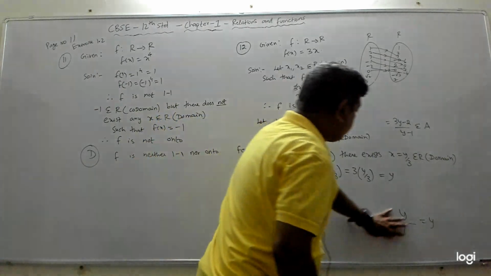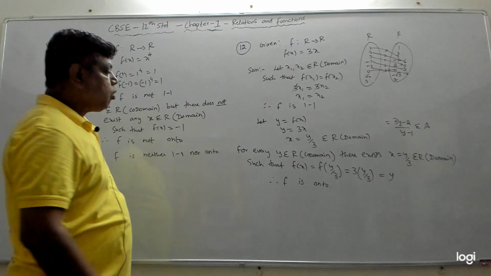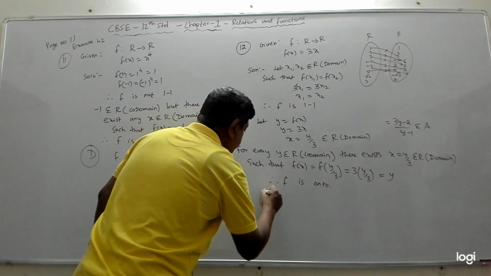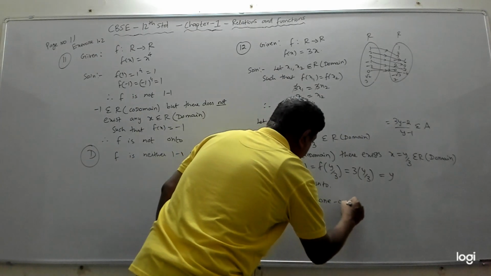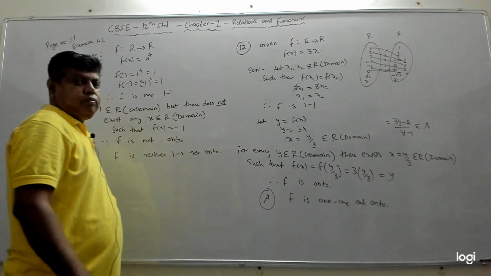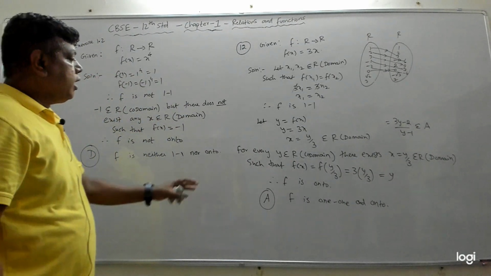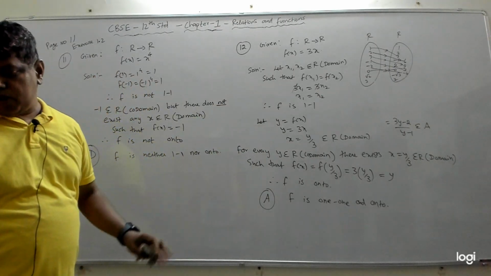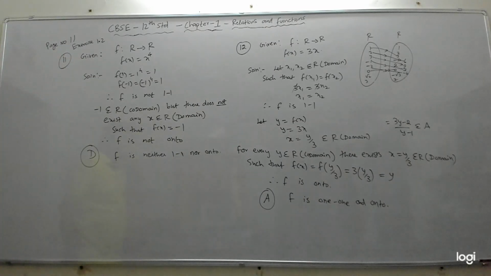f is an onto function. So the option would be f is 1 to 1 and onto, option A. Option A is the right answer. f is a 1 to 1 and onto function. Clear? So this is how we will show that f is 1 to 1 and onto. Fine. So all of you can pause the video and take the notes.